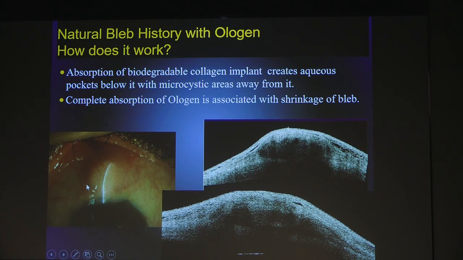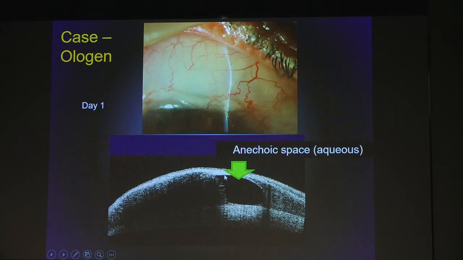First, this is immediately after the surgery. There is an Ologen which is sitting here, and this is the later phase. There is a shrinkage of the Ologen later on, and the anoic area is coming up exactly on the top of the sclera. And these are a few microcystic areas. This is after 6 months of the surgery.